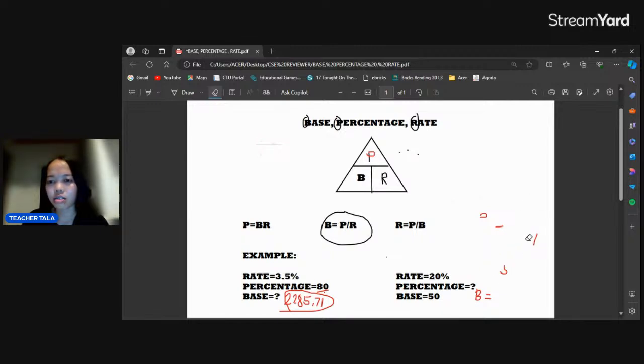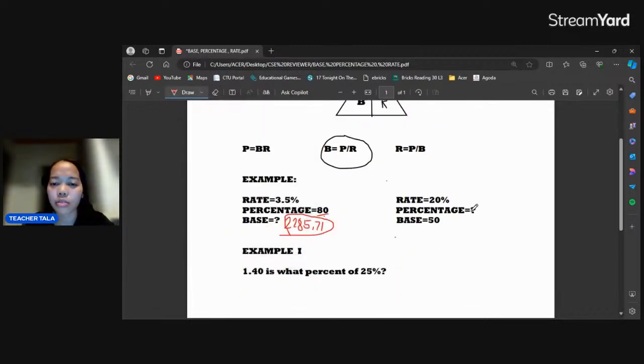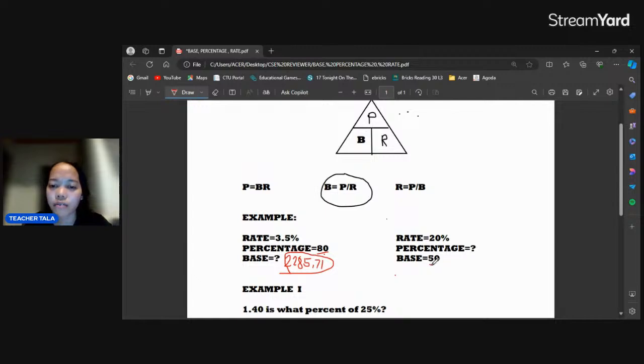Okay, so this will take time in erasing. Erase din natin yung P na red. Okay. Now let's solve the next example. So we have 20% of 50 is what? Its percentage is missing. So PBR. So we're just going to multiply the base times the rate. So P is equal to base times rate.